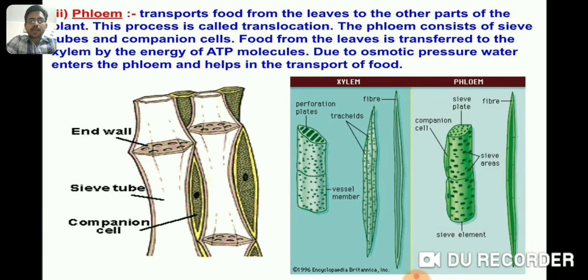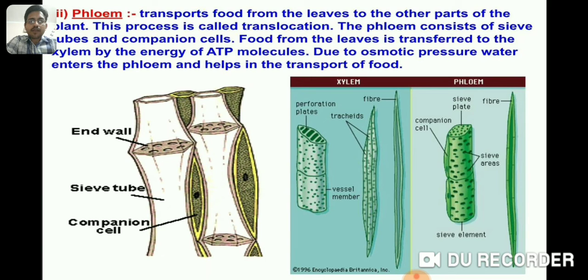Now let's talk about the importance of phloem. Phloem transports food from the leaves to other parts of the plant, and this process is called translocation. The phloem consists of sieve tubes and companion cells, whose diagram is given below. Food from the leaves is transferred to phloem by the energy of ATP molecules.